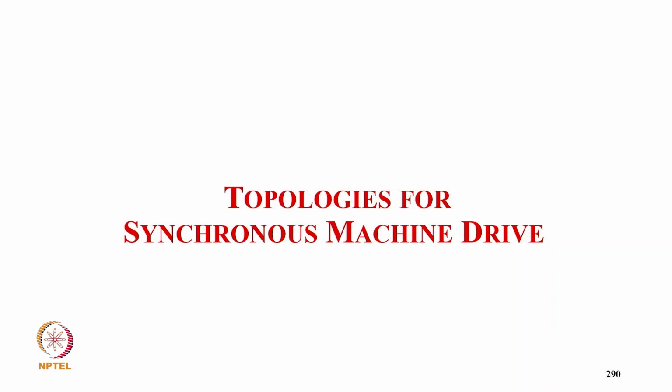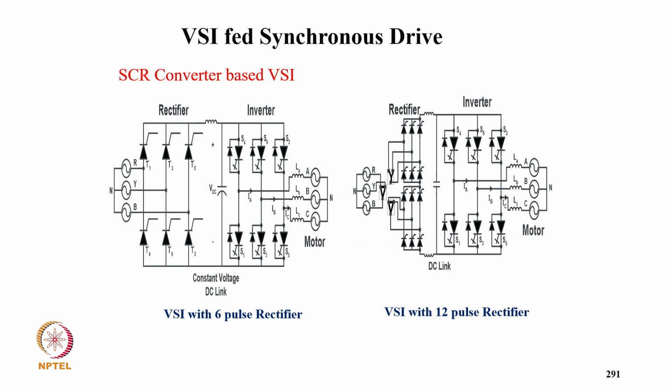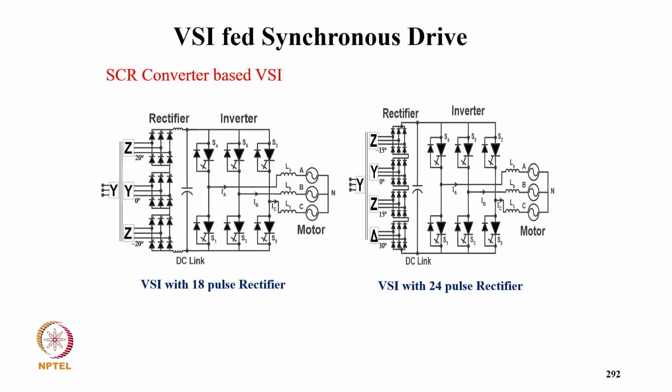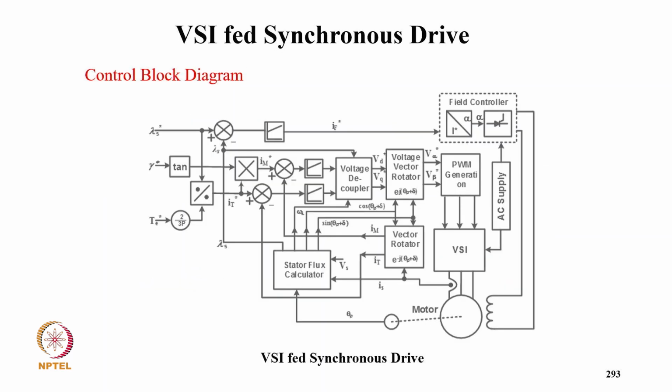So now coming to topology of synchronous motor drive. So this is typically VSI fed. Typically the VSI has a 6 pulse rectifier, and this is another VSI with a 12 pulse rectifier, just to improve the quality and reduce the harmonics in the grid for a high rating. And then with an 18 pulse converter on the rectifier side, and then a 24 pulse converter on the input side to reduce harmonics.